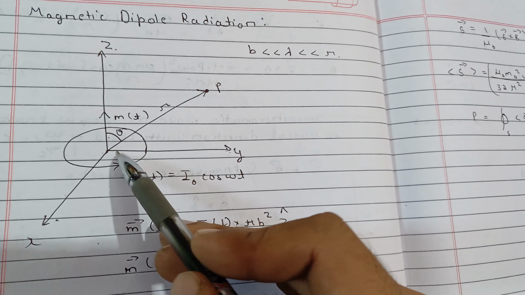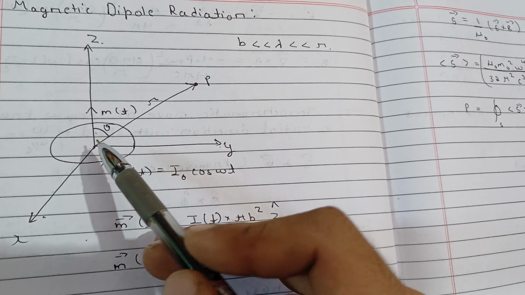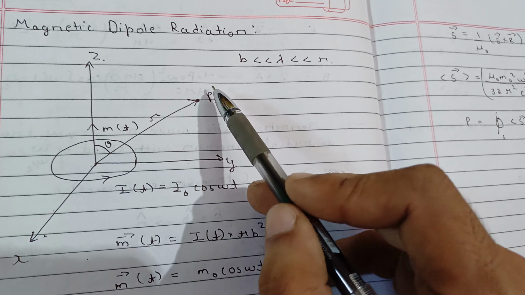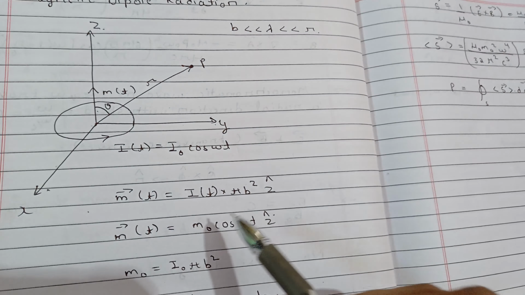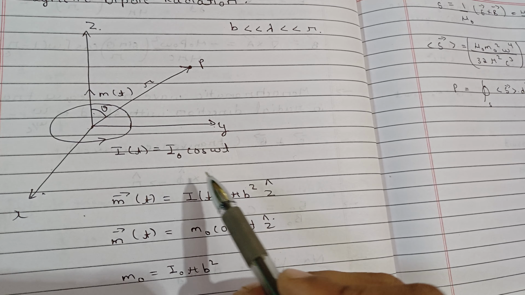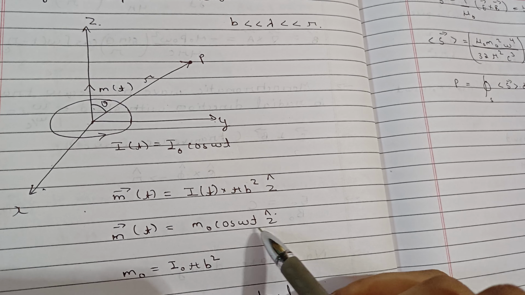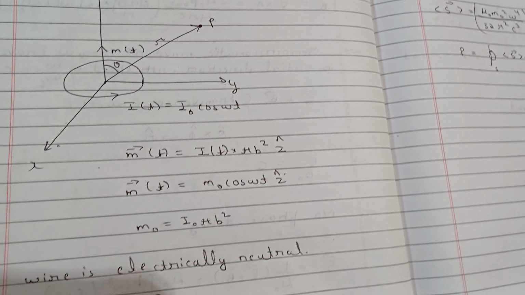Again b will be the radius of this circular loop. b is very small compared to the wavelength, and lambda is very small compared to r. This is a point dipole. Again m(t) is current multiplied by area, so the area is pi b square, and it will give you m naught cos omega t, where m naught is I naught pi b square.